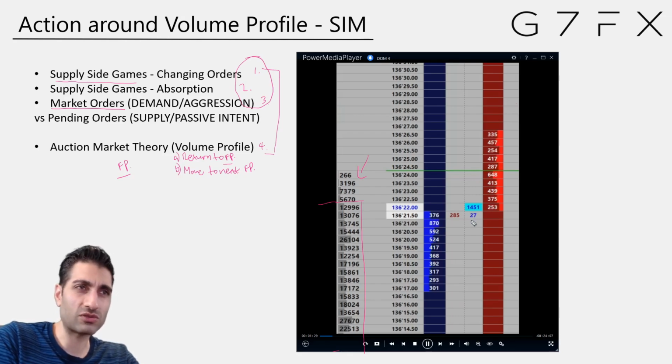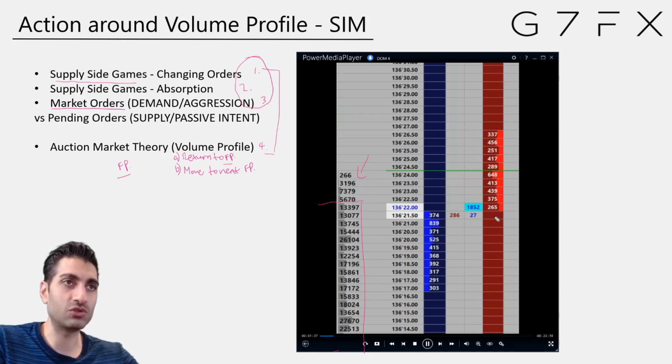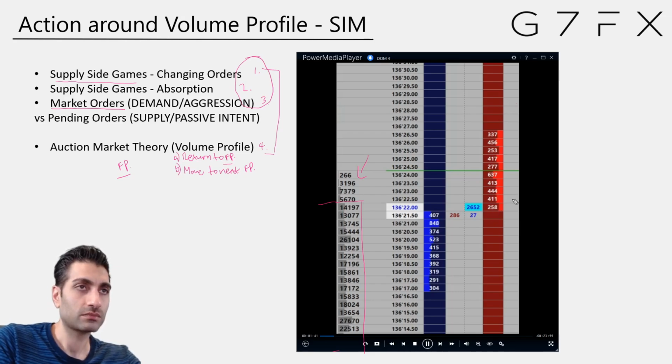So we saw about 2,000, now we're seeing 3,000, 4,000 contracts being absorbed at 22. So clearly a seller is in this market, right? Absorbing at 22. So I'm still pretty relaxed. I haven't seen any aggression come in. I'm thinking to myself, let it pop out a little bit. Let's see what this seller's doing. Does he come back in around here?